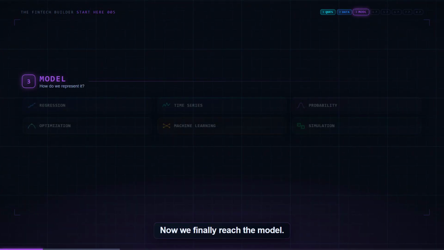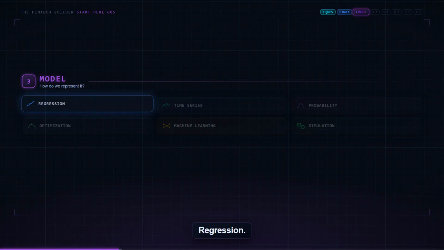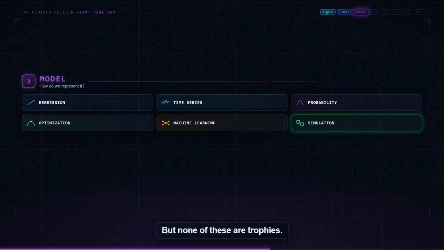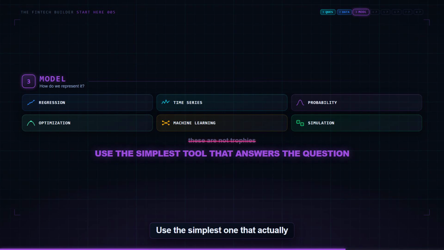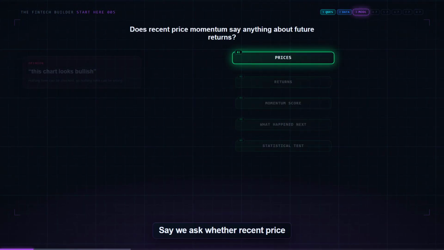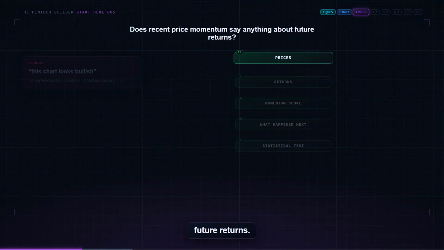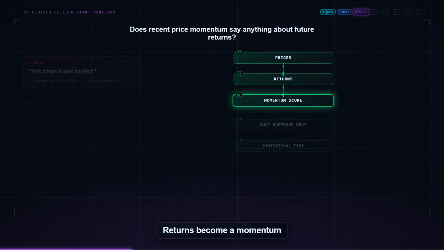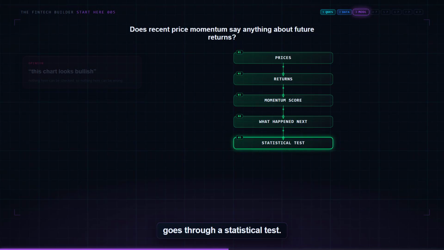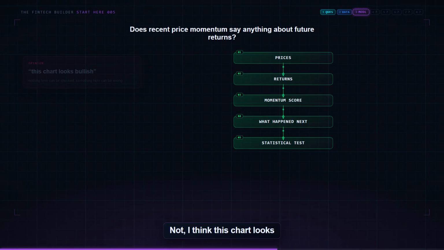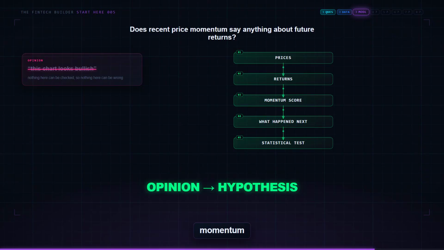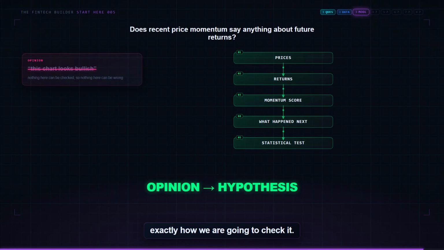Now we finally reach the model. This is where mathematics and statistics enter. Regression, time series, probability, optimization, machine learning, simulation, but none of these are trophies. They are tools. Use the simplest one that actually answers your question. Say we ask whether recent price momentum tells us anything about future returns. Prices become returns. Returns become a momentum score. The score gets lined up against what happened next, and the whole thing goes through a statistical test. Now we have something testable. Not, I think this chart looks bullish, but here is exactly what momentum means, exactly how it was computed, and exactly how we are going to check it.